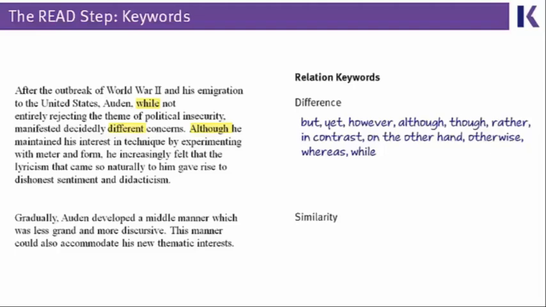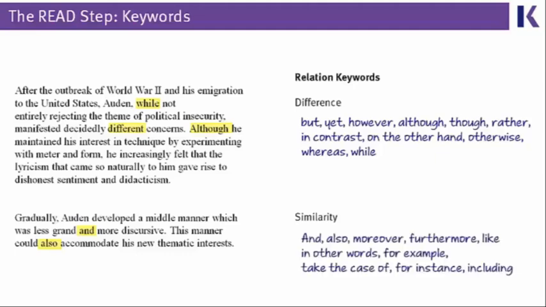So if you look at the second paragraph on the left side of your screen, we see the word and is a similarity type keyword. We know that less grand and more discursive are similar ideas about Auden's writing style. Take a look at the second sentence in the second paragraph and see if you can find another similarity keyword. If you're looking at the word also, you figured it out. This manner also accommodates his new thematic interests. So all of this paragraph here is just about the same new manner that Auden is writing in. Again, you see a list of similarity keywords appearing on the lower corner of your screen.